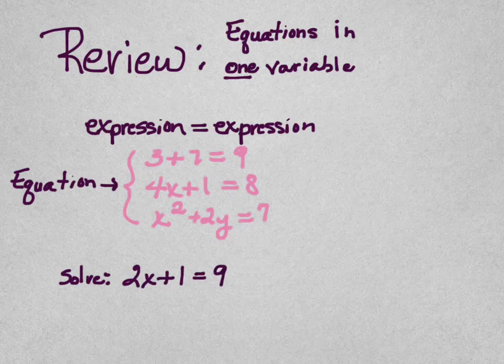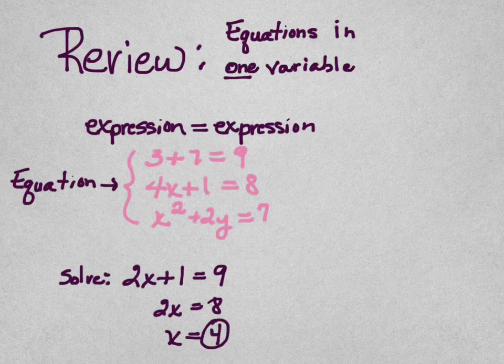Let's solve this very simple two-step problem. 2x plus 1 equals 9. We want to isolate the x. So the first thing we need to do is subtract 1 from both sides. So when I subtract 1 from both sides, I have 2x equals 8. Now I still need to isolate the x, and the x has a 2 by it, which is multiplied by x. So I'm going to divide both sides by 2, and I get x equals 4.